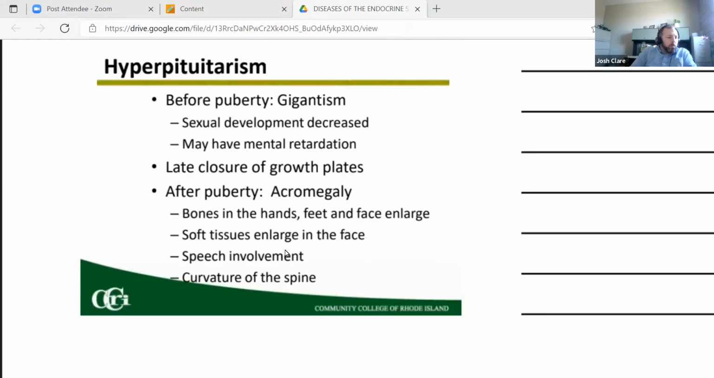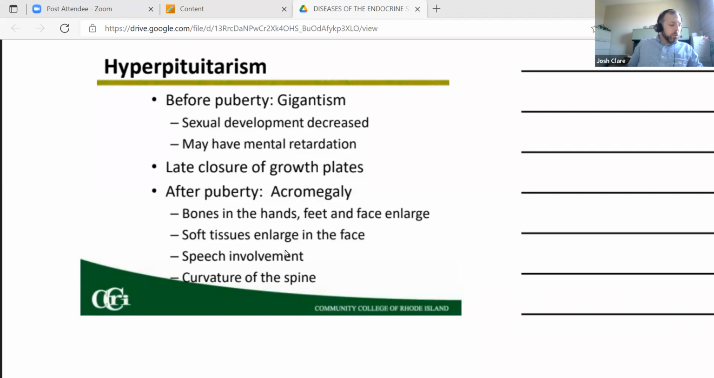Hyperpituitarism is the result of overproduction of the growth hormone, usually due to a tumor causing the hyperstimulation of the gland. Removing the tumor or shrinking it can decrease that stimulation. Before puberty, the condition is referred to as gigantism. Sexual development is decreased, maybe some mental retardation, and delayed closure of growth plates, causing an increase in height and size.